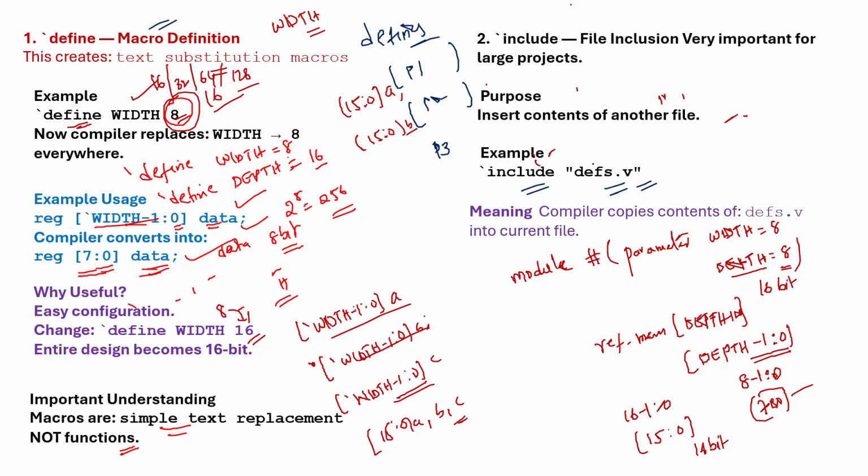Meaning that the compiler copies the content of defines.v into the current file. So what does this mean? It includes whatever content is available in this defines.v file. That will be copied and applied in my current module. Clear? What is the use of tick include here?